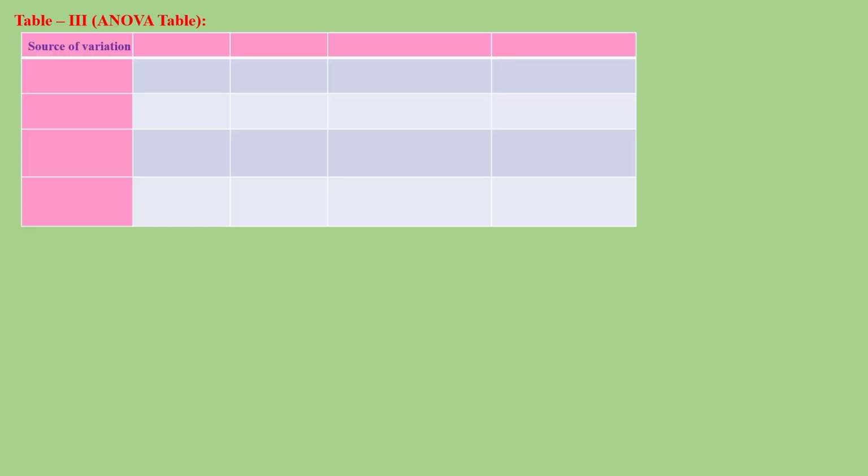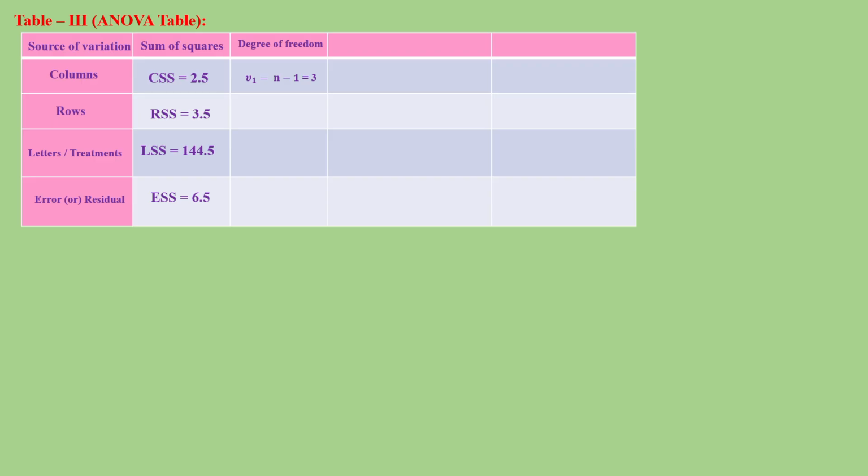Next we are going to the ANOVA table. So source of variation: column, row, that is letters, that means treatment, and error, residual. Sum of squares: column we know CSS 2.5, RSS 3.5, LSS 144.5 and ESS 6.5. Then degrees of freedom: C minus 1, that is n minus 1, 3, and this is also n minus 1, 3, and this is also n minus 1, LSS, right, 3. Then this is n minus 1 into n minus 2, 4 minus 1 into 4 minus 2, that is equal to 6.